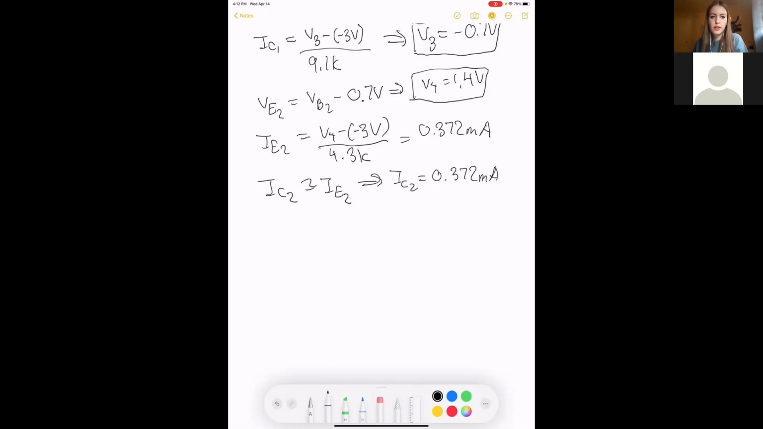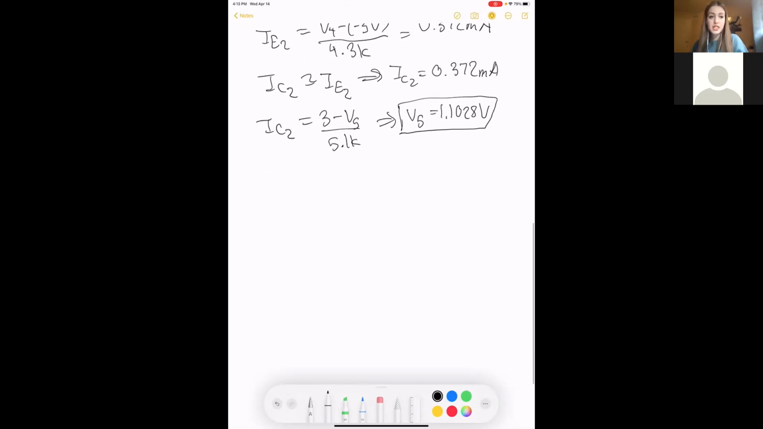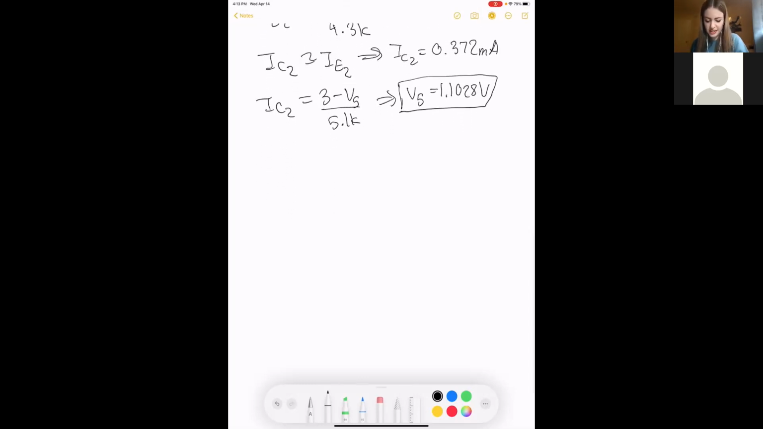IC2, so this is our, again, current through the collector of the second transistor. We're trying to find our last node voltage, which is V5, which is the VC2. So we write 3 minus V5 divided by our 5.1K resistor. And from this, we're going to get that V5 is equal to 1.1028 volts. So we can see that when beta is equal to infinity, our task is a little bit simplified.